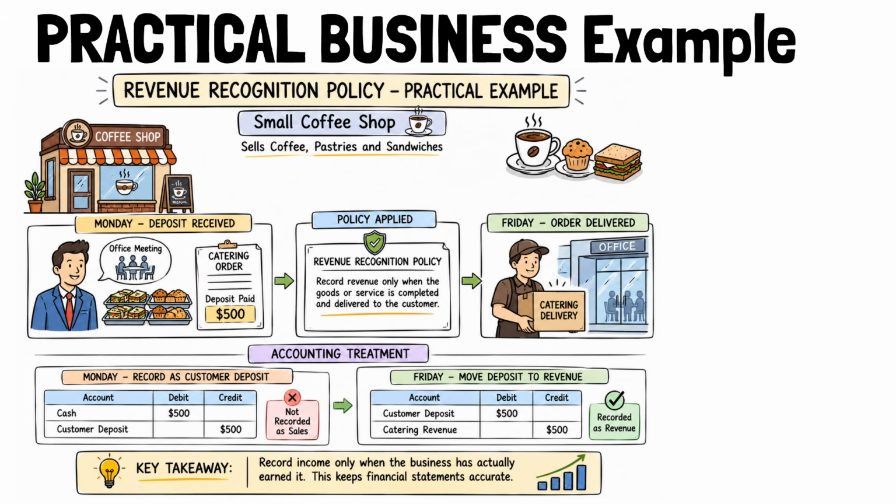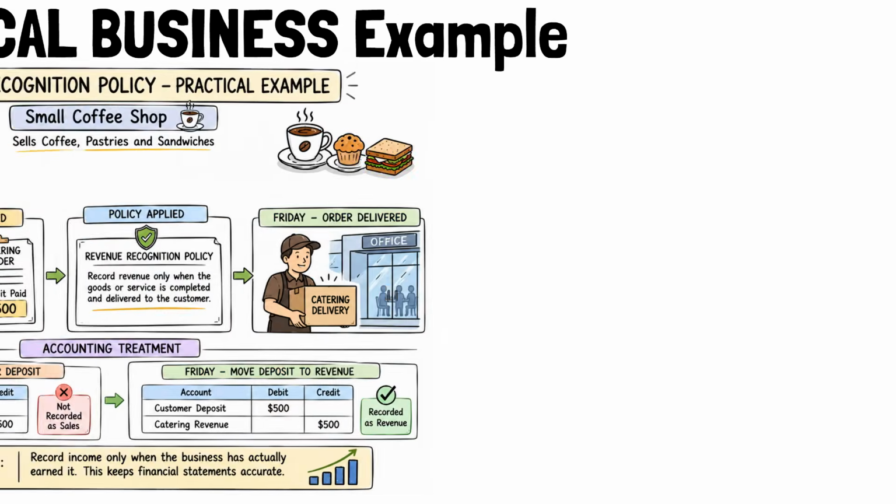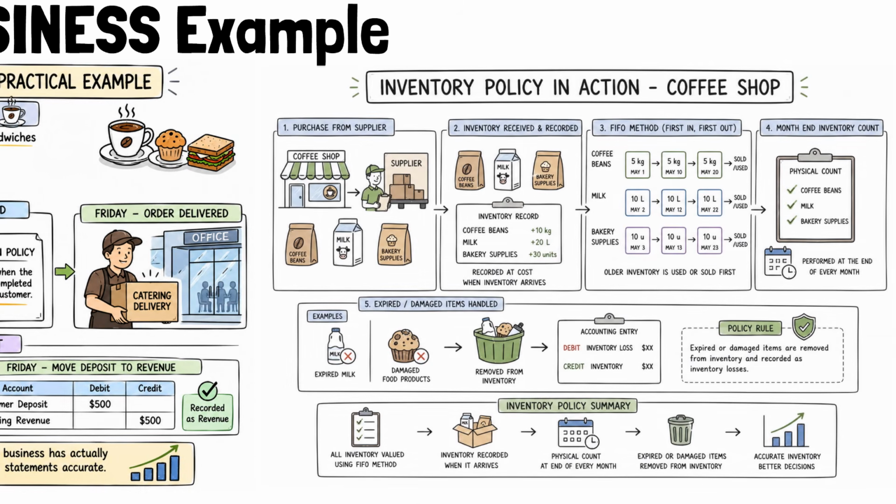On Friday, after the food is delivered, the deposit is moved to revenue because the business has now earned the income. Next, the coffee shop purchases coffee beans, milk, and bakery supplies from a supplier. Your inventory policy states that all inventory is valued using the FIFO method. The inventory is recorded when it arrives, and a physical inventory count is performed at the end of every month. Any expired milk or damaged food products are removed from inventory and recorded as inventory losses according to the policy.